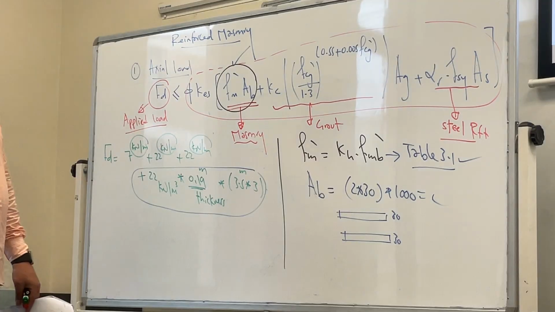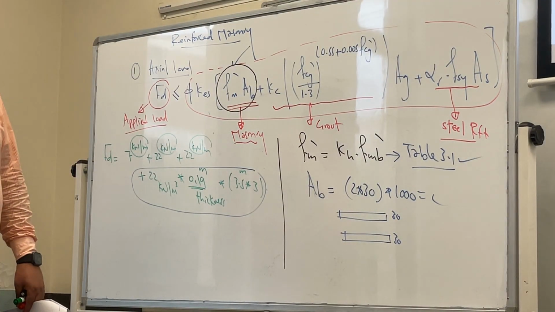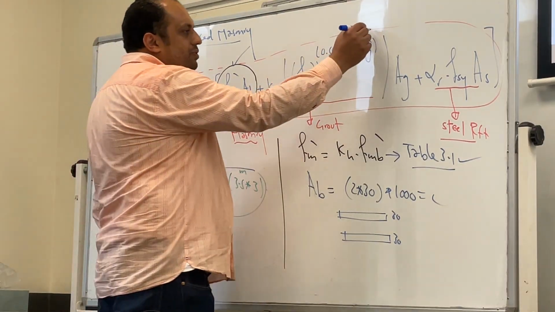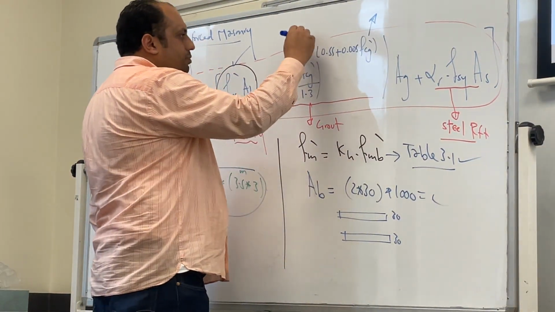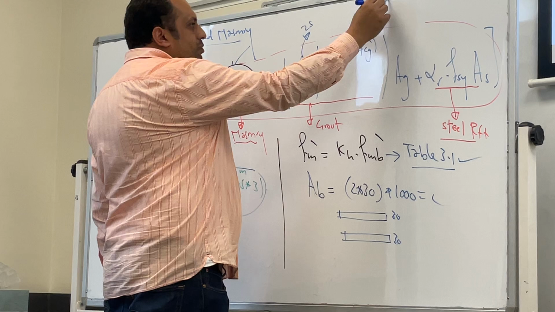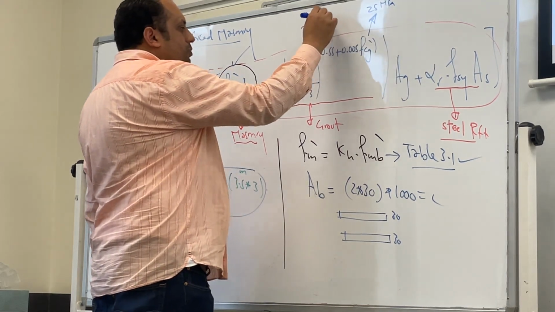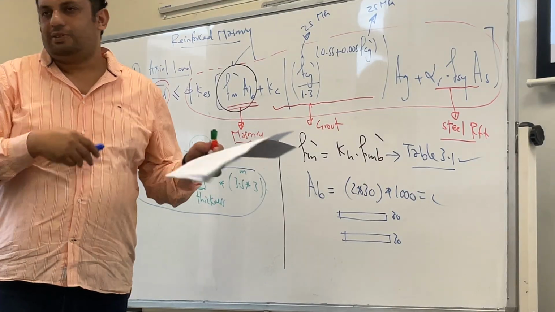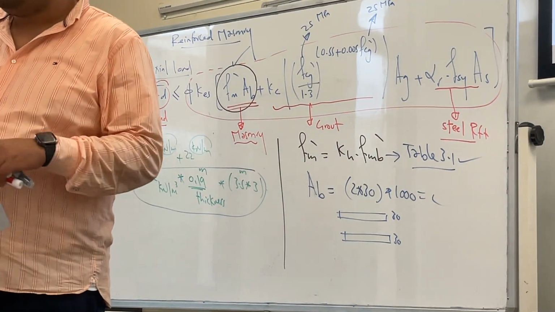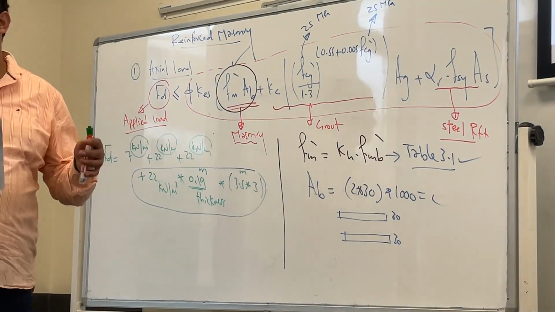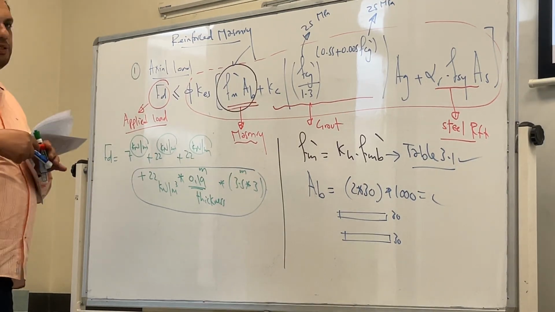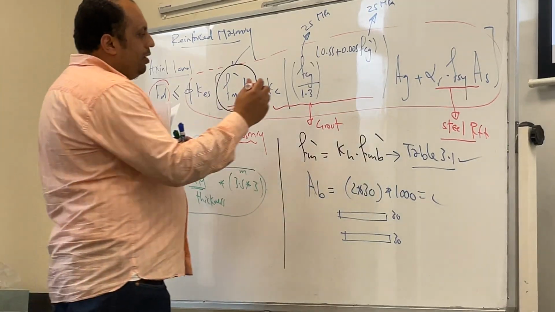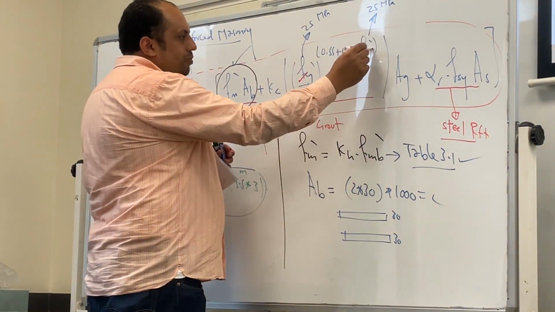Now for the grout, do you have any problem with the grout? No. For the grout we know f'cg is 25, given. So no problem with f'cg. In the test or any other assignment, if it is not given, you need to assume it. Anything not given to you, you should be able to assume, because otherwise we will not be able to proceed.